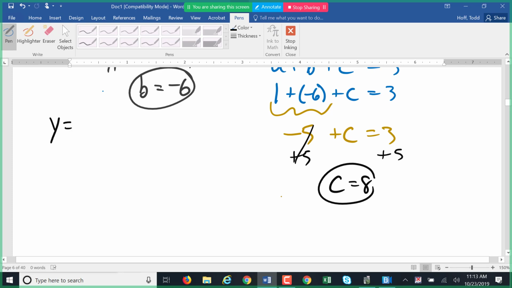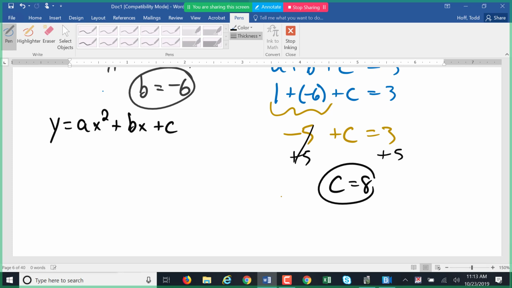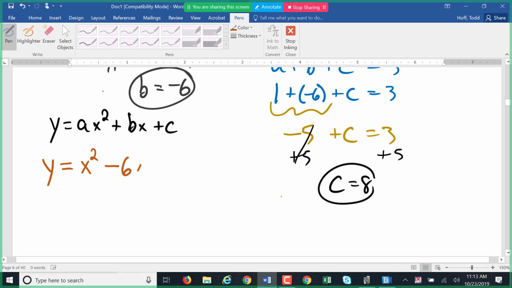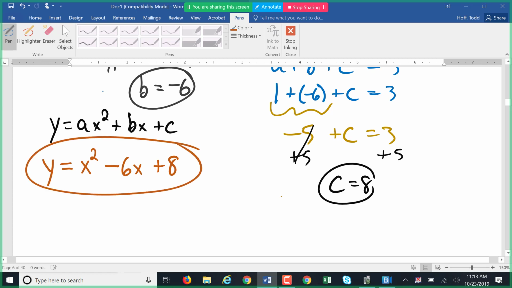But remember, our form was y equals ax squared plus bx plus c. So that's telling us our equation is y equals 1x squared, which is just x squared. Negative 6 for b, so that's minus 6x. And c is 8, so plus 8. So there is our quadratic equation.